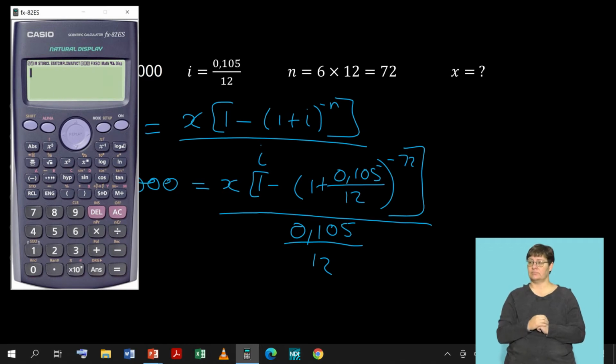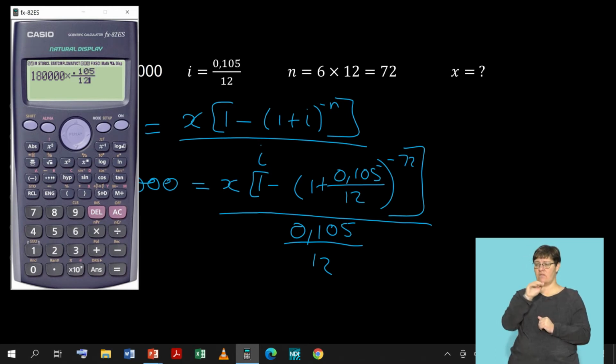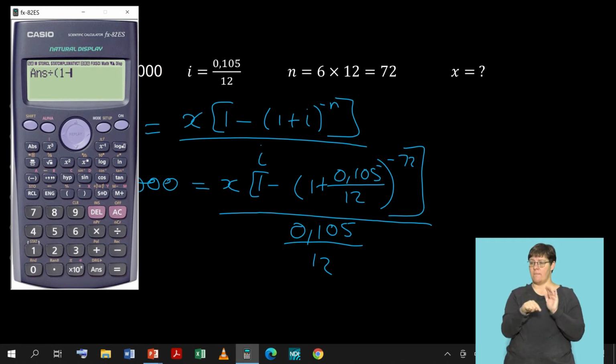On the calculator, I'm just going to do everything at once, but you can always do it step by step, right? 180,000, multiply this by the interest, which is the denominator, so I'm cross-multiplying, 0.105 over 12. It gives me the answer, then I will divide it by everything that is inside the big bracket. So divide this by 1 minus, in the bracket I have 1 plus 0.105 over 12 to the exponent of negative 72. You close the bracket after that and then you get the amount.